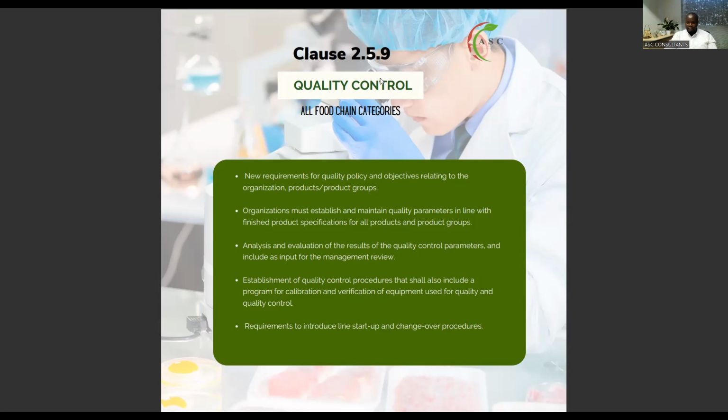We must show that before you started the line, you check that there is no label from the previous run. You have checked that the line is clean. You have checked that there is no packaging. You have checked that whatever was used in the previous run is not present on that line, which could affect traceability or cause cross-contamination.